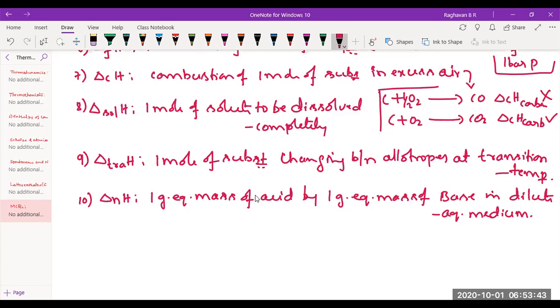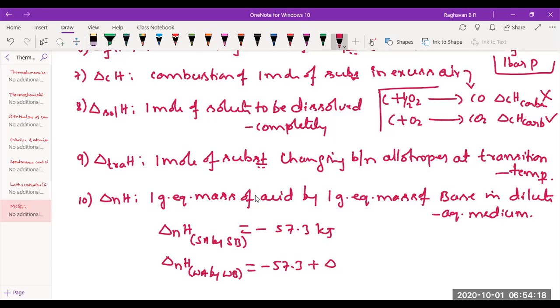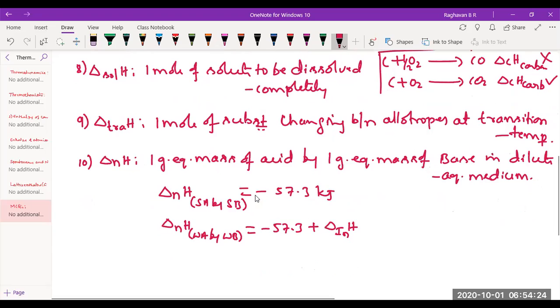In the case of enthalpy of neutralization for a weak acid and weak base, the heat liberated is always less than 57.3. Let me write first. Enthalpy of neutralization of a strong acid by a strong base is always constant, minus 57.3 kilojoules. Now, for a weak acid, the enthalpy of neutralization of a weak acid by a strong base or weak base, how do we calculate it? It is equal to minus 57.3 plus the enthalpy of ionization, delta H ionization. So these are some of the important definitions.